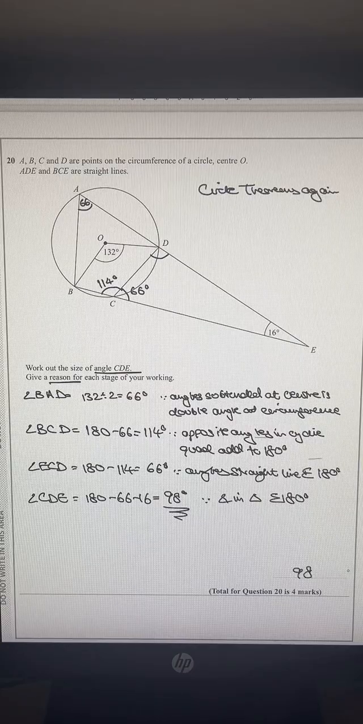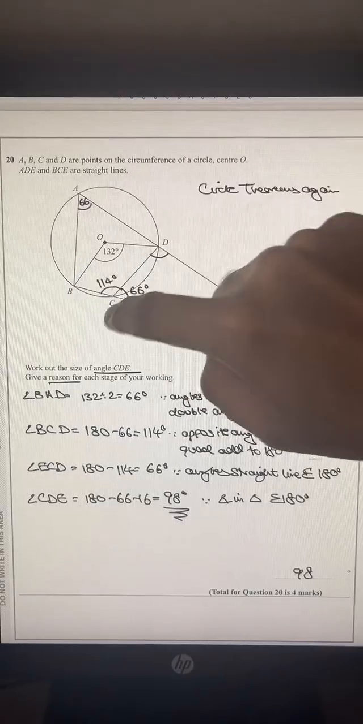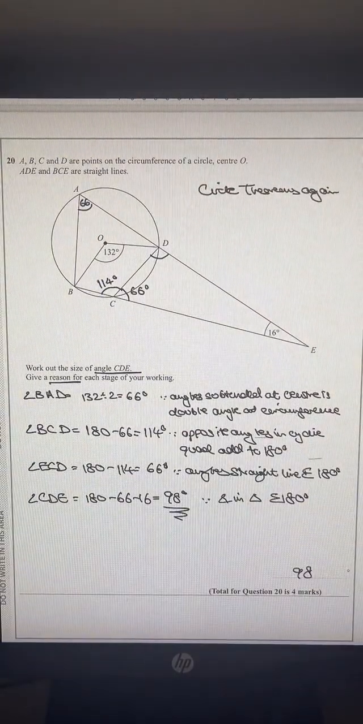Awesome. Yeah, this is better than the one you had, because this is not the last question. The last questions tend to be, I don't see the cyclic quadrilateral. It is right there. Four points and a quadrilateral in a circle.